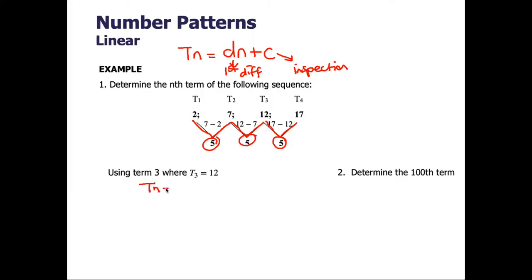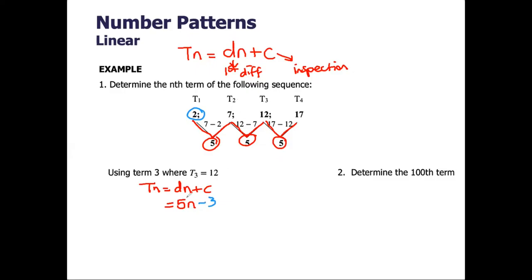If we want Tn, well, we would say, okay, our constant difference every time, so Dn plus C, our constant difference every time is 5, so 5n. Now, I say to myself, okay, if I look at my first term, then n is 1. So I say 5 times 1 is 5. However, my first term is not 5. My first term is 2. So how do I go from 5 to 2? I subtract 3.